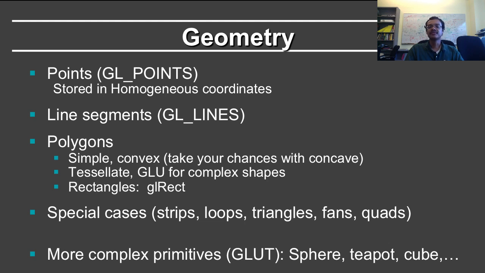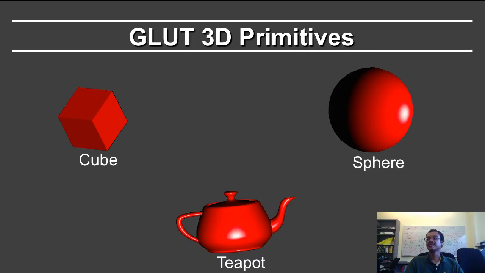GLUT introduces a few additional primitives, and in fact we've used the GLUT primitives in homework 2 so that you don't have to bother too much about instantiating geometry and you can focus on the lighting and shading, which is what homework 2 is about. The GLUT 3D primitives are a cube, sphere, and teapot, and indeed these are the primitives that you will be using in homework 2.